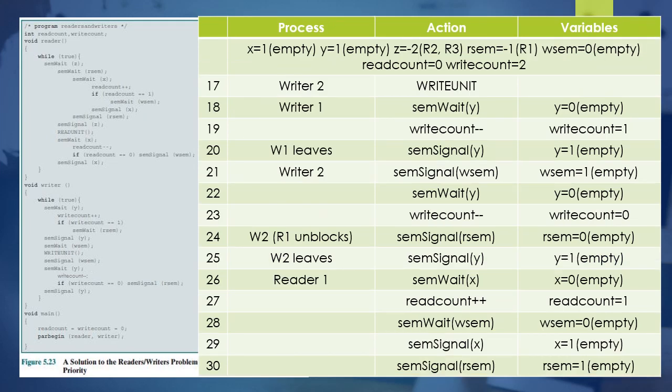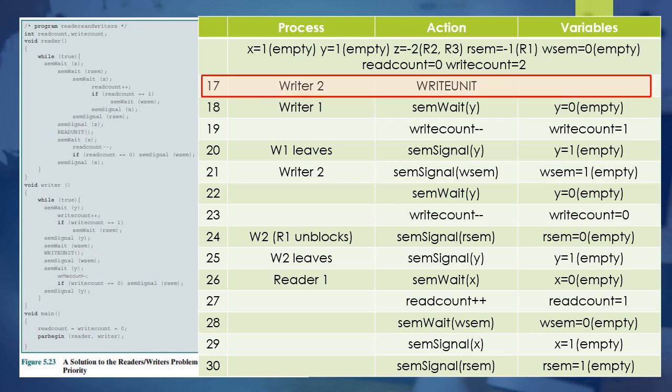So the system is in this state now. Reader 1 is blocked in the queue of RSIM. Readers 2 and 3 are blocked in the queue of Z. Readers have come into the system, but so far they have not registered themselves. So read count is 0. It has not been incremented so far. Write count is 2. W1 has just finished writing and W2 has just been unblocked.